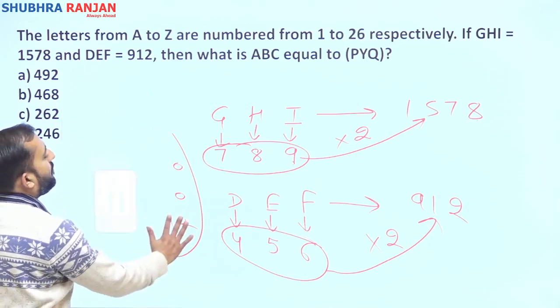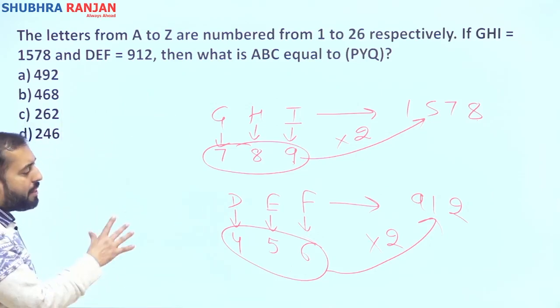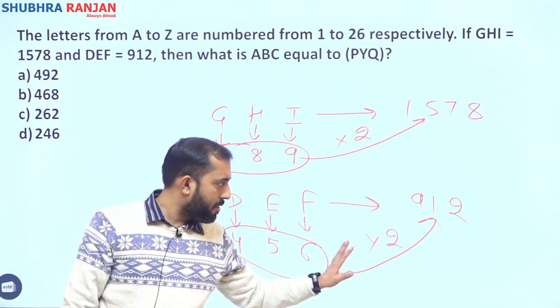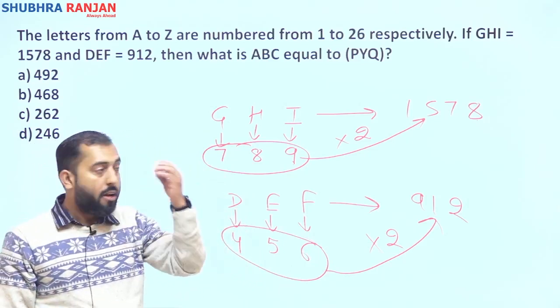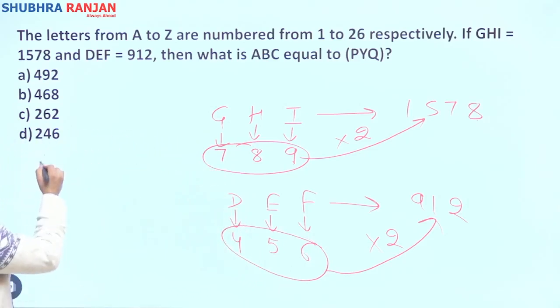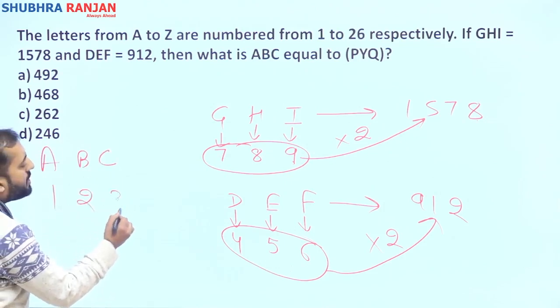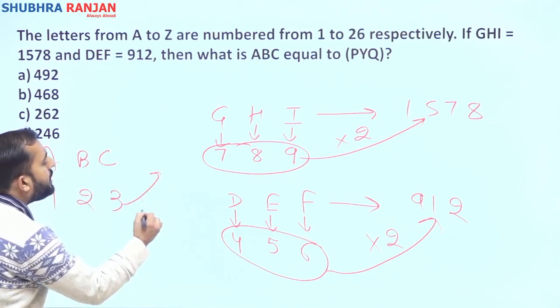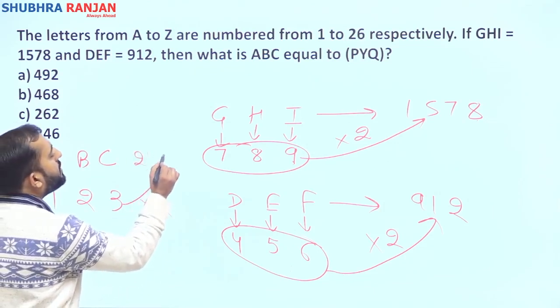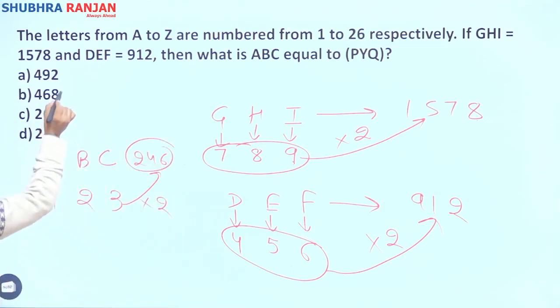I'm not saying wrong, but quite okay. I hope this is clear to everyone. Now, ABC, A is 1, B is 2, C is 3. So double of 123 is 246. So this should be our answer, 246.